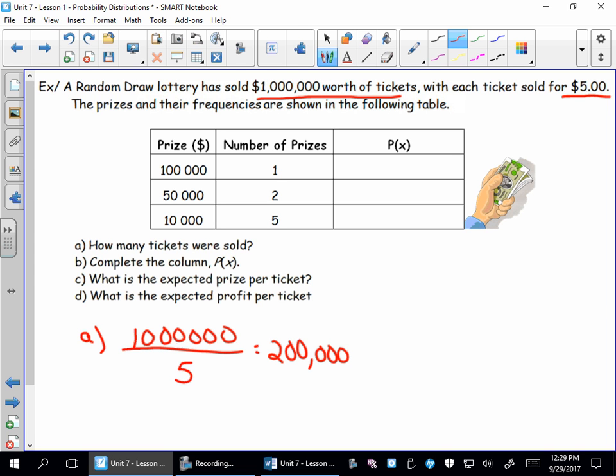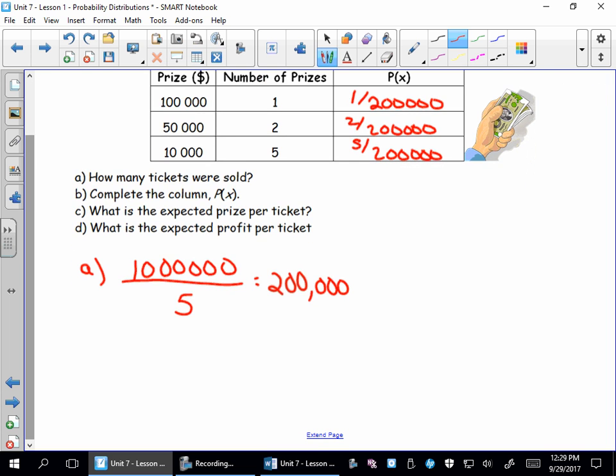We need that to be able to figure out the probability of winning prizes. The probability of winning first prize is 1 out of the 200,000 possible tickets. Second prize, 2 out of the 200,000 tickets. And third prize, 5 out of the 200,000 tickets. We need to know what our different possible outcomes are to figure out the likelihood of actually winning something. Okay, part C. What is the expected prize per ticket?